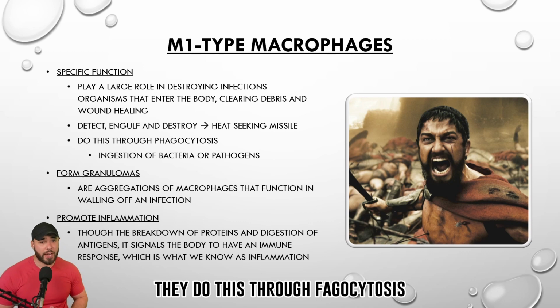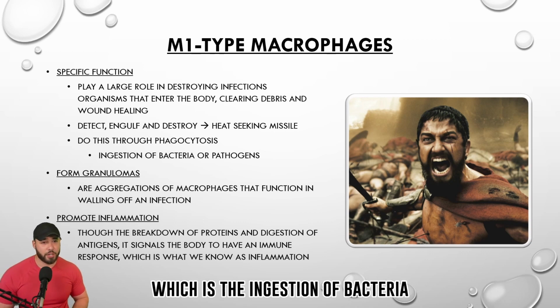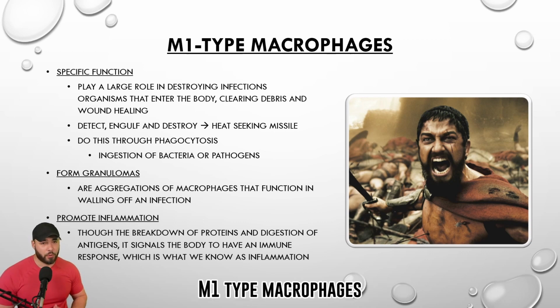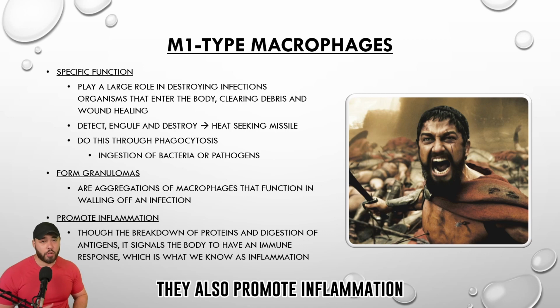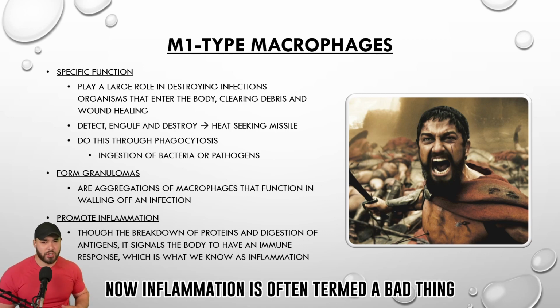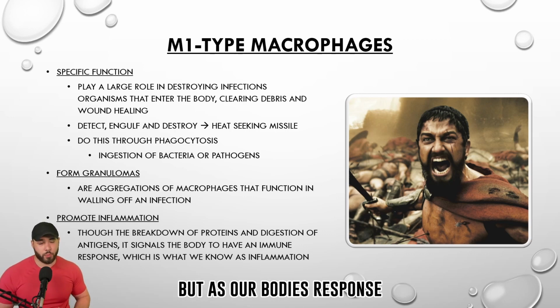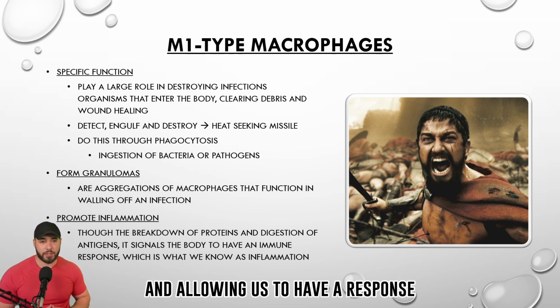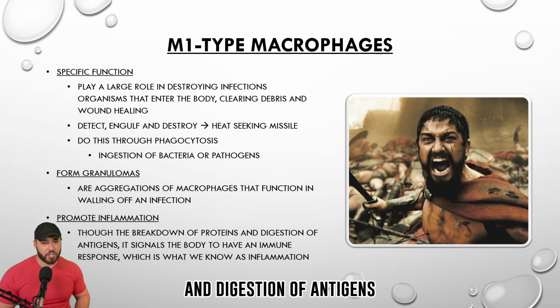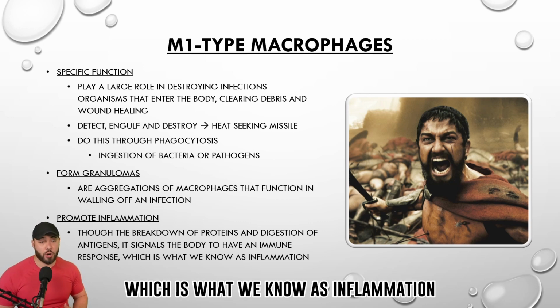They do this through phagocytosis, which is the ingestion of bacteria or pathogens. M1 type macrophages also form granulomas. These are aggregations of macrophages that function in walling off an infection. They also promote inflammation. Now, inflammation is often termed a bad thing, but it is our body's response and mechanism of healing and allowing us to have a response. So through the breakdown of proteins and digestion of antigens, it signals the body to have an immune response, which is what we know as inflammation.